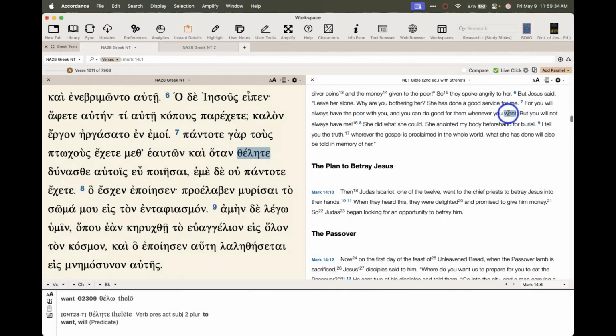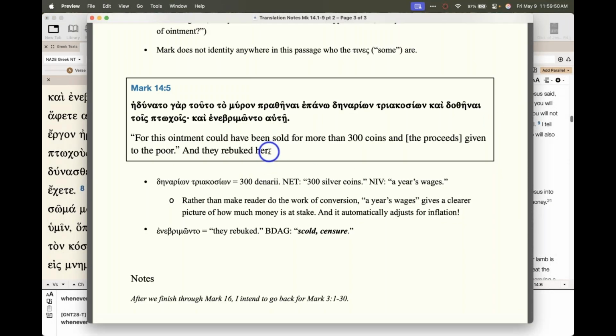Now, again, there's some ambiguity there. If they sincerely want to do good for the poor, well, yeah, then you can do that, Jesus says. Or maybe they don't really care about the poor, and Jesus then could mean this sarcastically. Again, Mark doesn't tell us, but we do get this stern rebuke here, ending this part of our handout here with 14:5. We'll move on next time to verse 6.